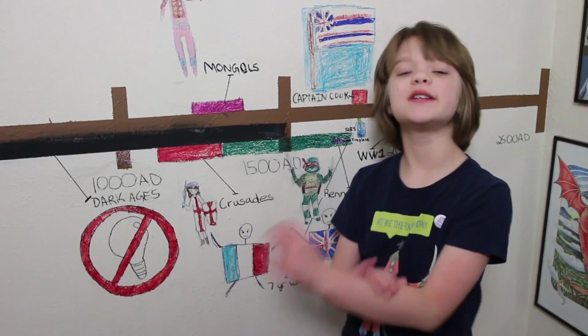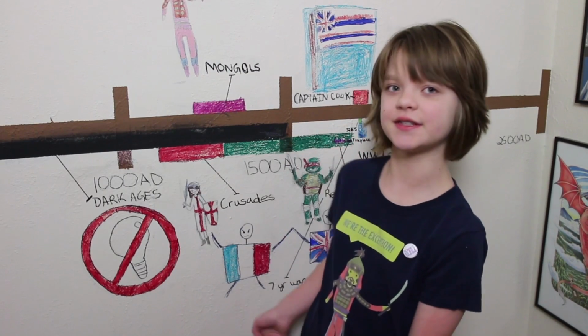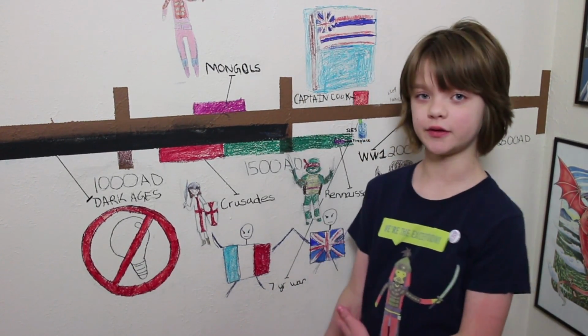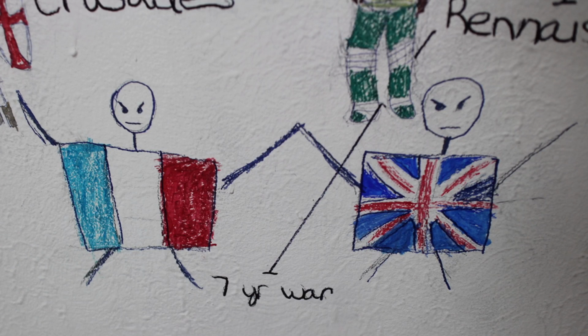So like I said, the new things that we've added to the timeline since last time are the Crusades, the Renaissance, and the 7-Year War. As you can see, sometimes we use something that's really close to what John Green used in Crash Course, like the 7-Year War. We use what was in the background on the chalkboard.